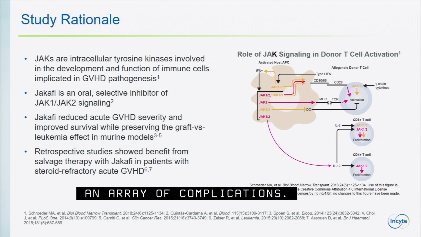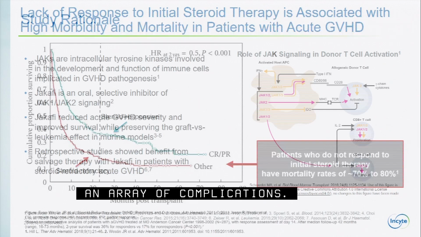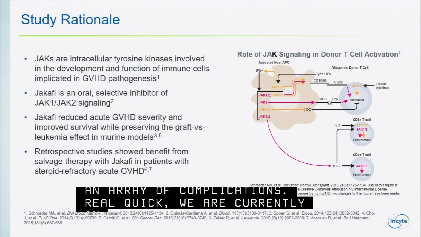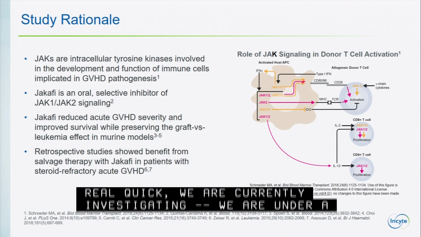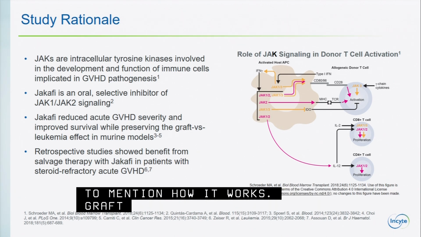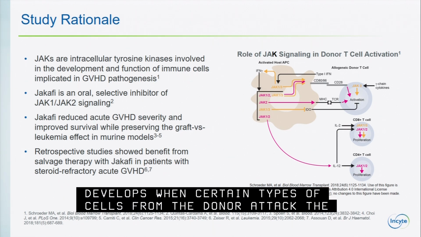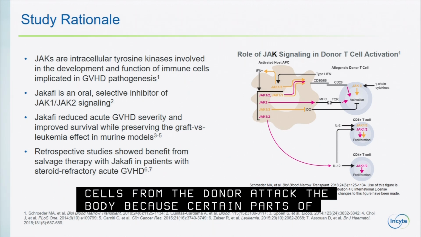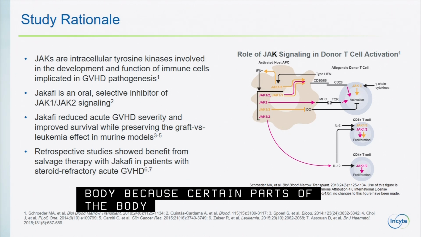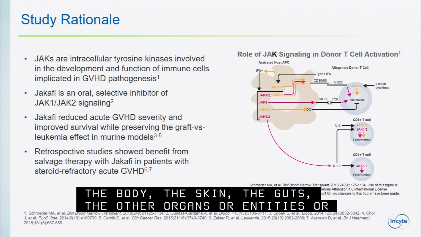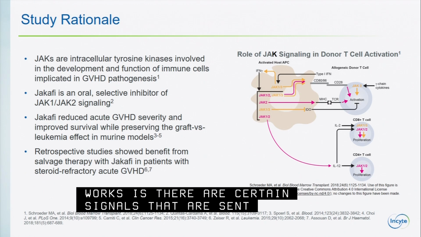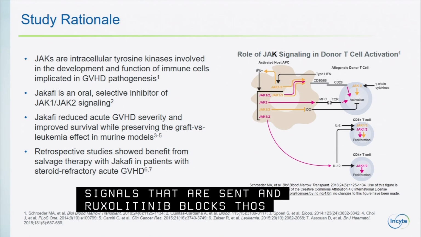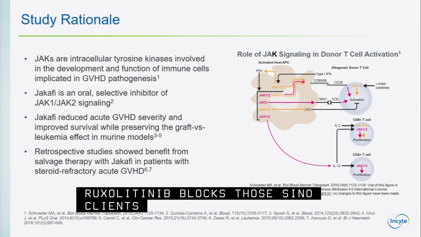So real quick, we are currently investigating Jakafi under a pivotal trial, so I just wanted to mention how Jakafi works. Graft-versus-host disease develops when certain types of cells from the donor attack the body because they recognize certain parts of the body, the skin, the gut, other organs, as antigen or foreign tissue. The way this works is there are certain signals that are sent through some cytokines, and ruxolitinib blocks those cytokines, and downstream those cells are redirected to the sites of the leukemia rather than to the organ damage. So that's primarily how it works.